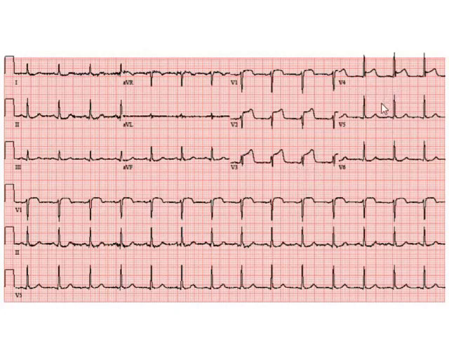Overall, this ECG shows normal sinus rhythm at 85 beats per minute, with evidence of an acute anterior myocardial infarction.